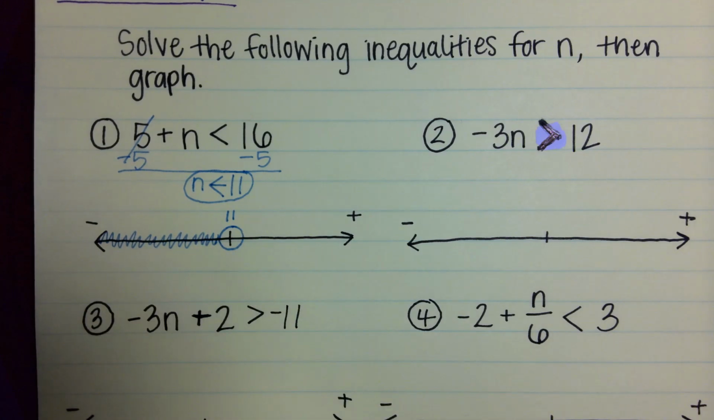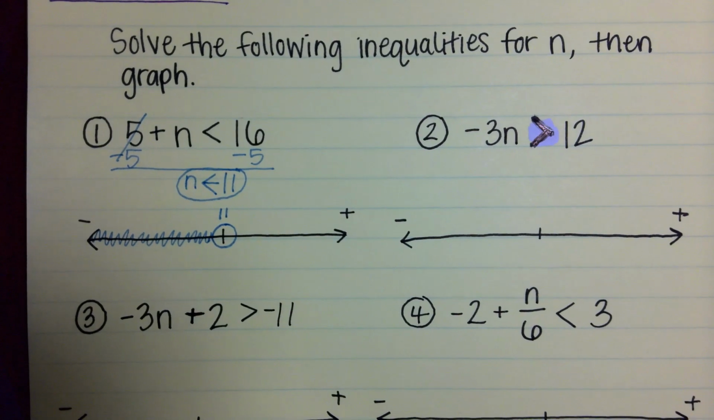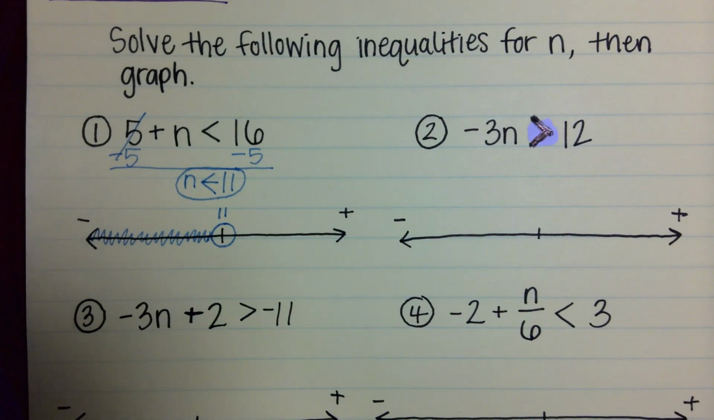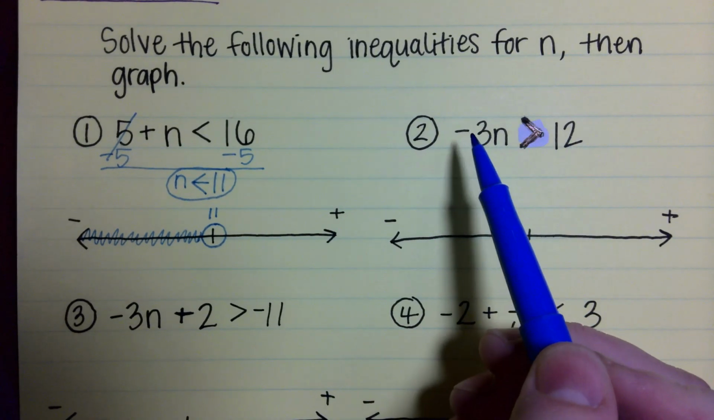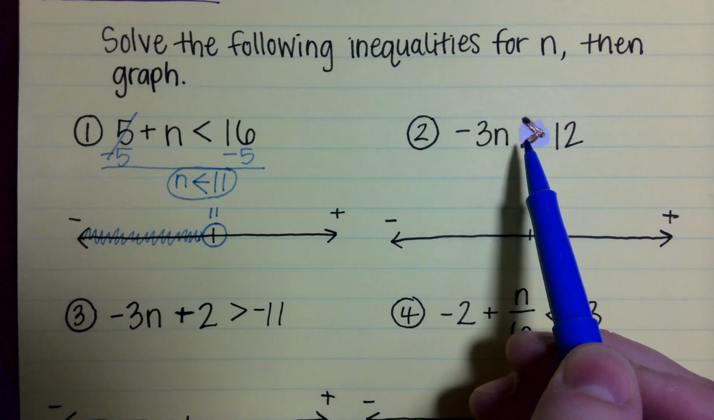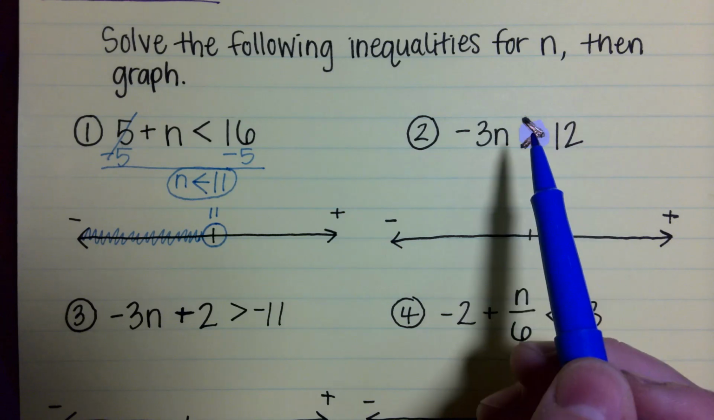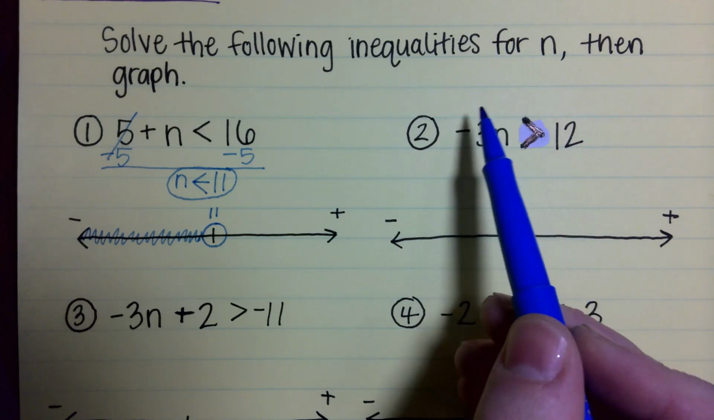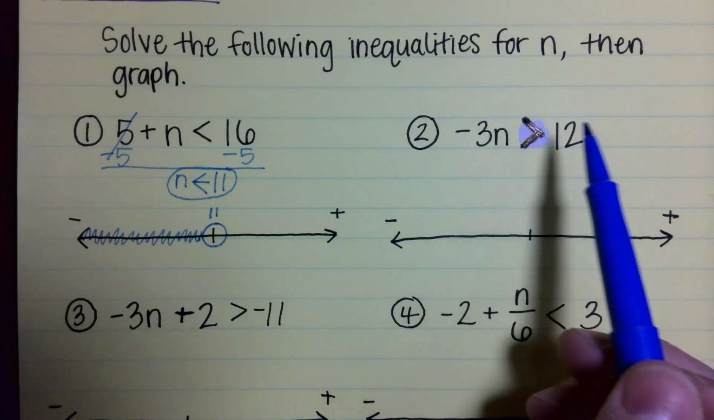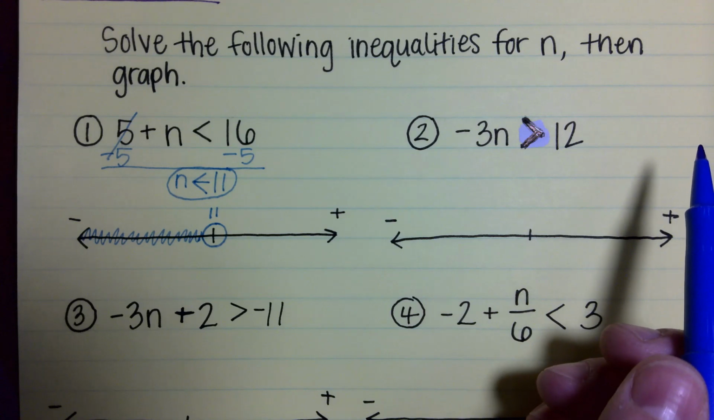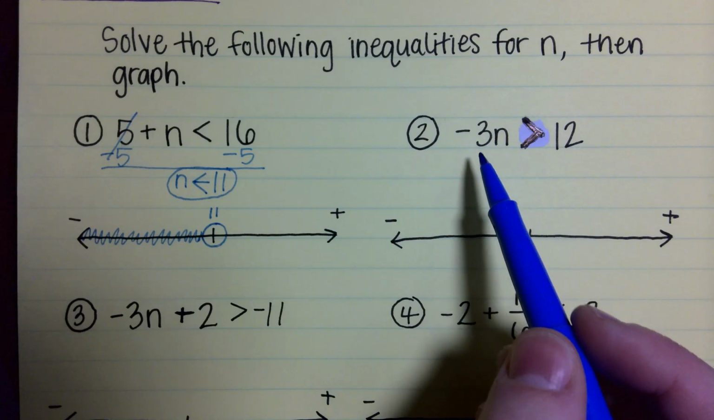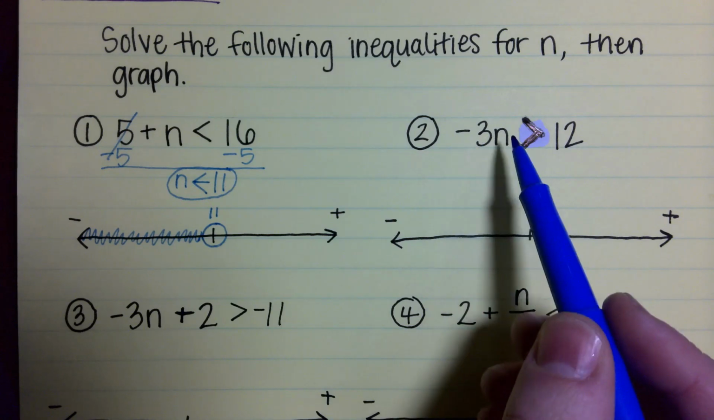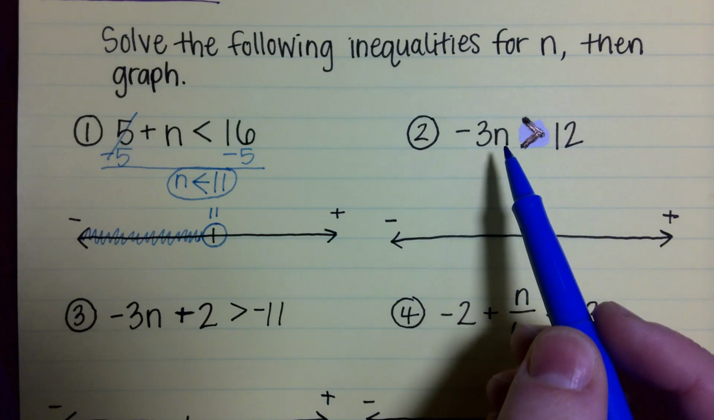All right, do we have any questions about number 1? Everybody feel okay about that? Good. Let's try number 2 now. Number 2, I have negative 3n is greater than 12. What operation is happening between my negative 3 and the n? Negative 3 times n. Yes. Whenever I have a variable right next to a number, we are multiplying. This is negative 3 times n.